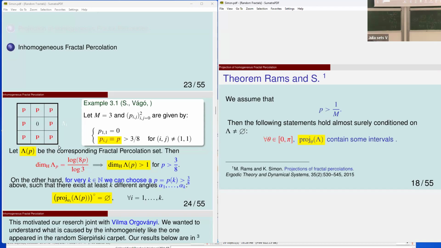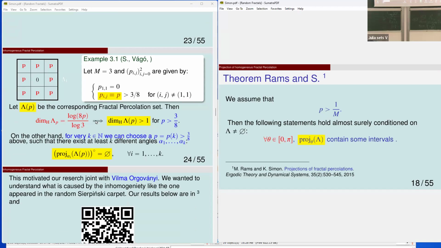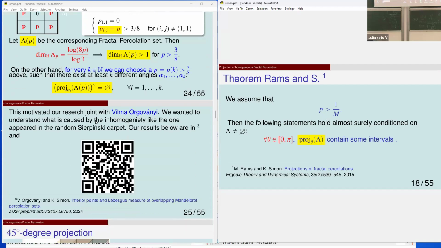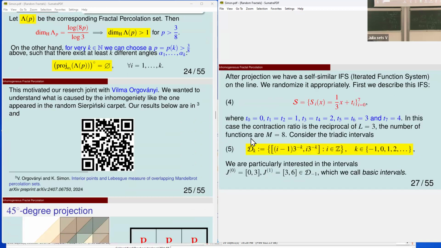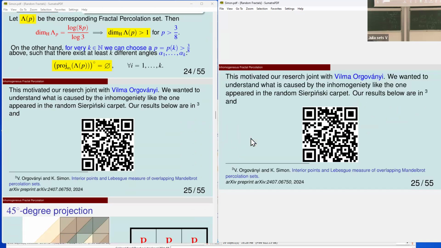Excuse me. Yeah. What about the measure for these cases? Oh, this is what I am going to talk a little bit about. This is the only thing that we discovered with my former student, and now this is the new stuff. This is what I would like to talk about now. Whatever starts now is the new stuff, and this is joint work with Vilma Orgoványi, and here is the paper on the arXiv. But if you like, you can find it on this QR code also.